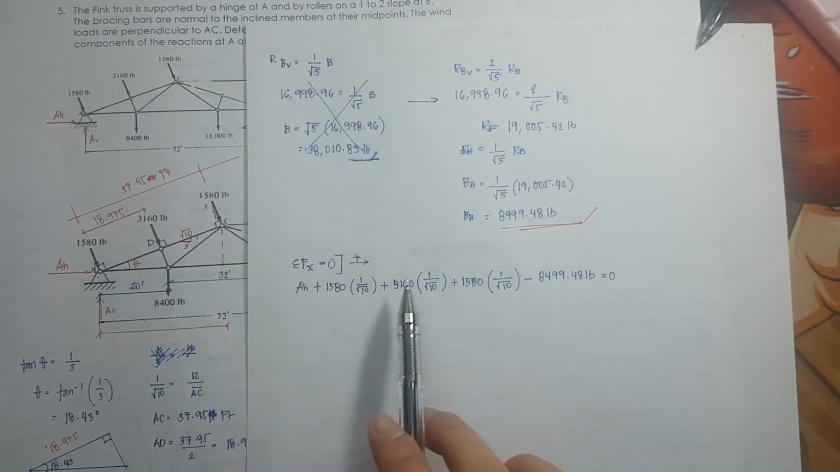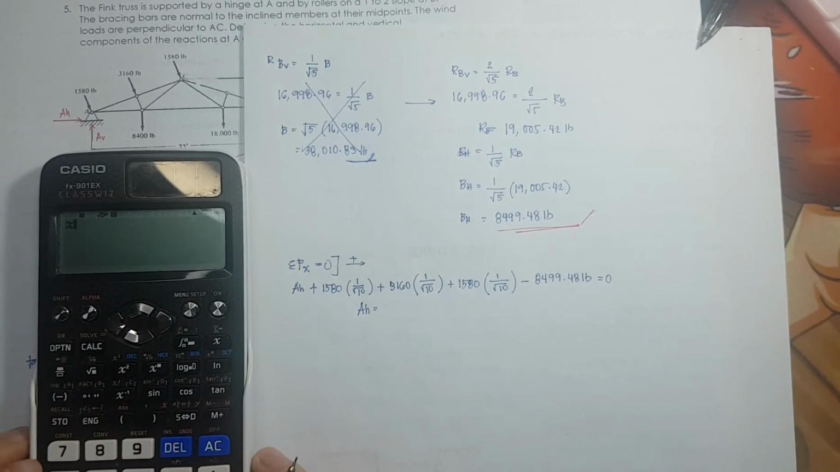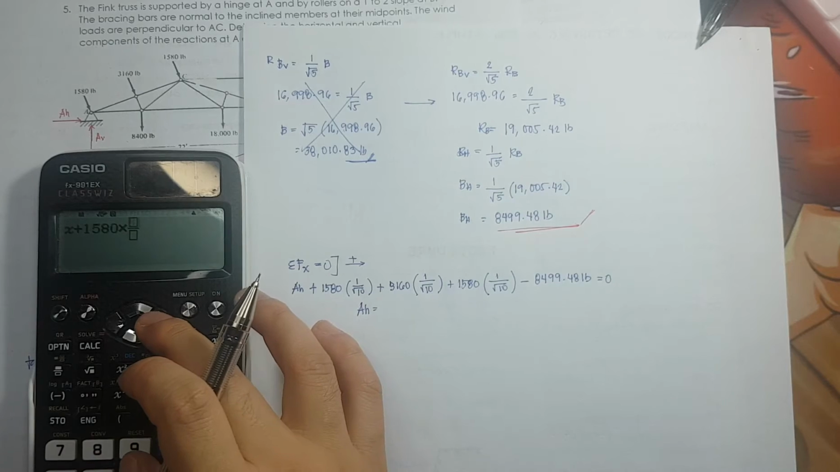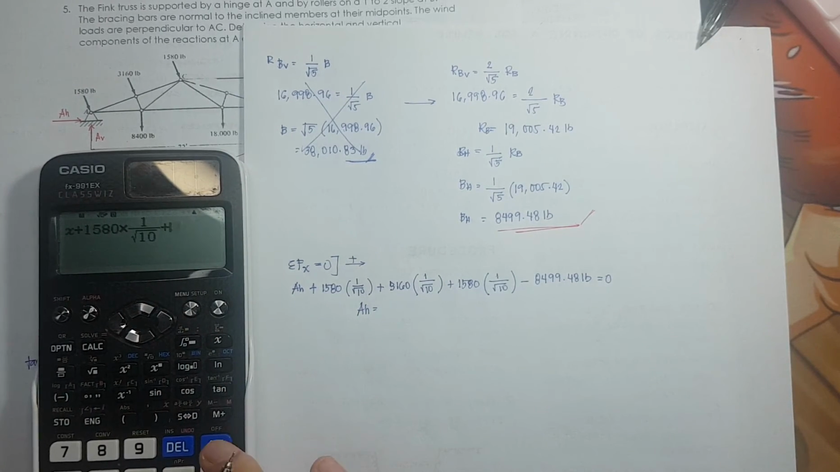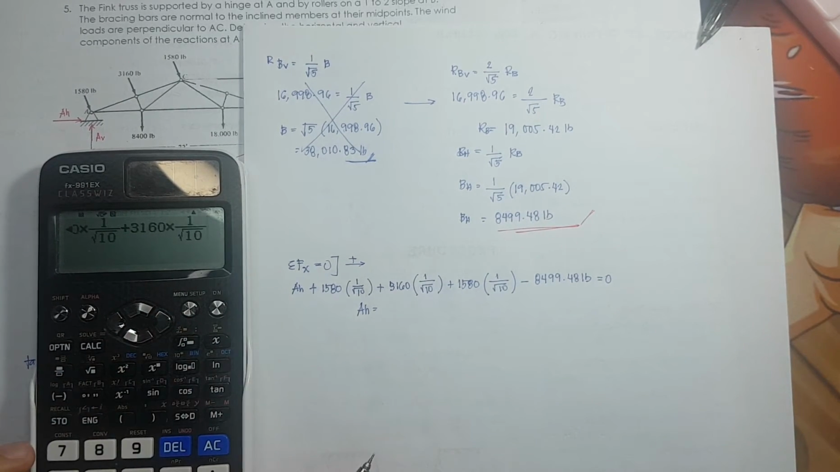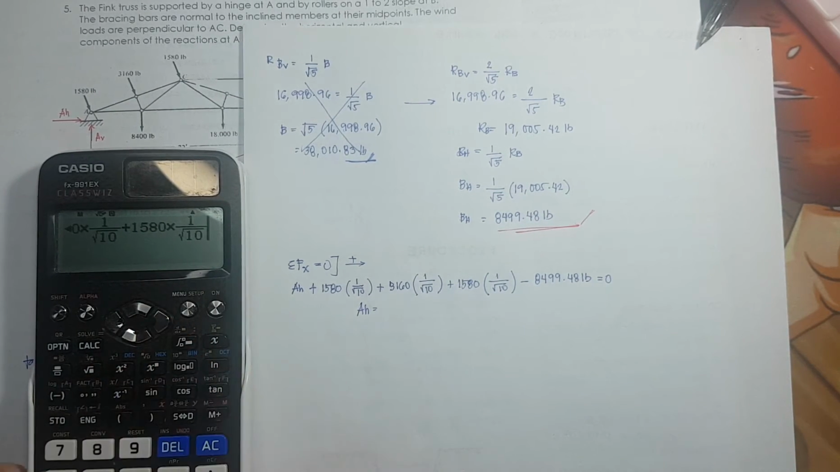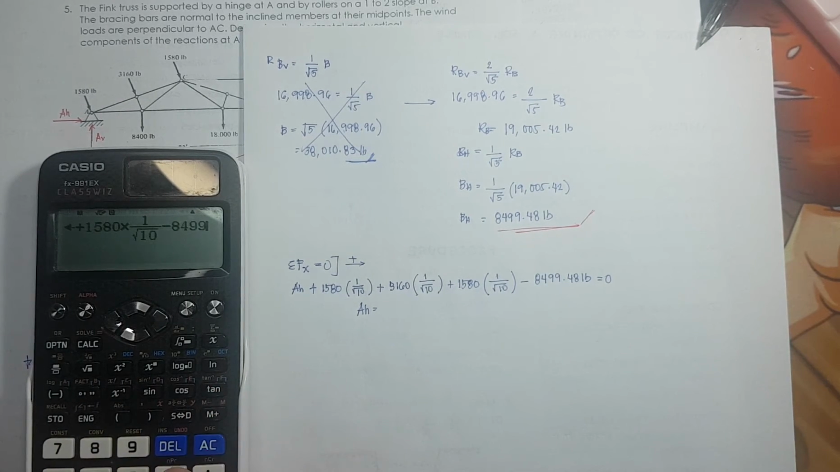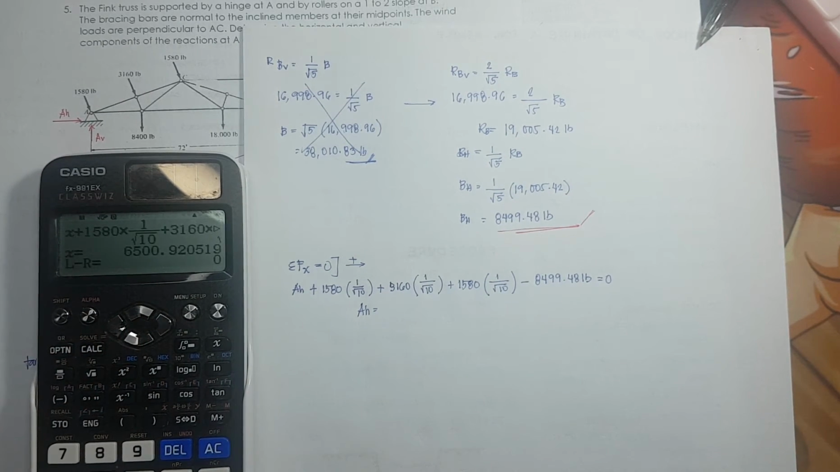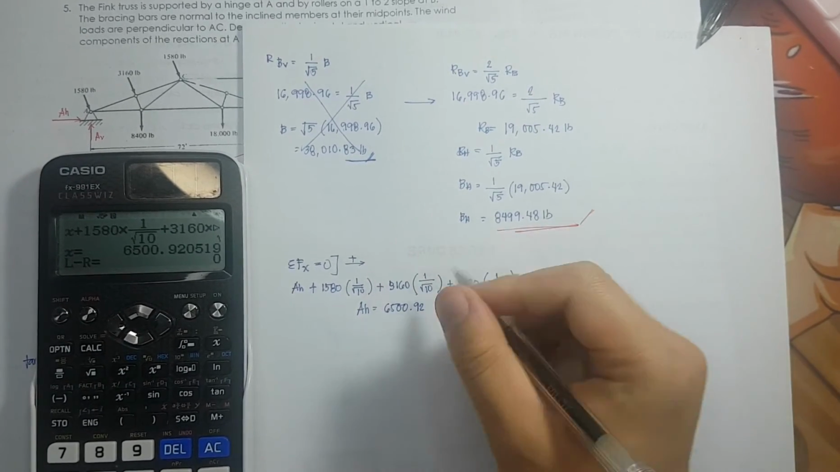Okay, so did we miss something? 1, 2, 3, 4, 5. None. So 1, 2, 3, 4, 5. We can now solve for A horizontal. A horizontal is equivalent to 6,500.